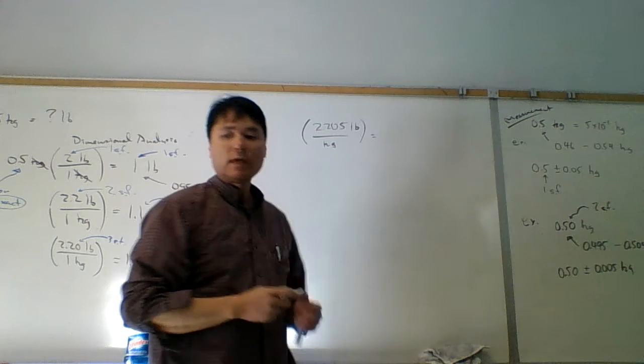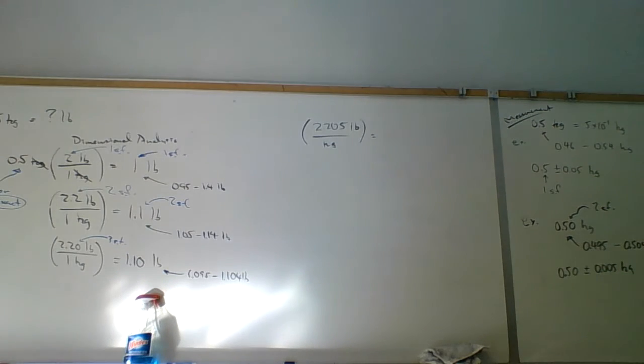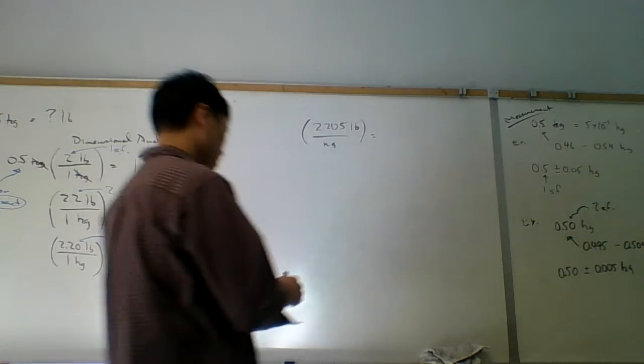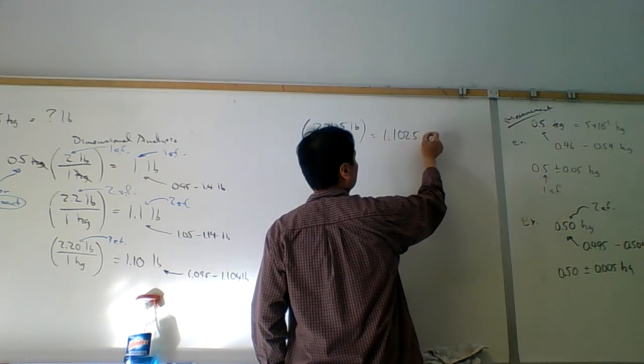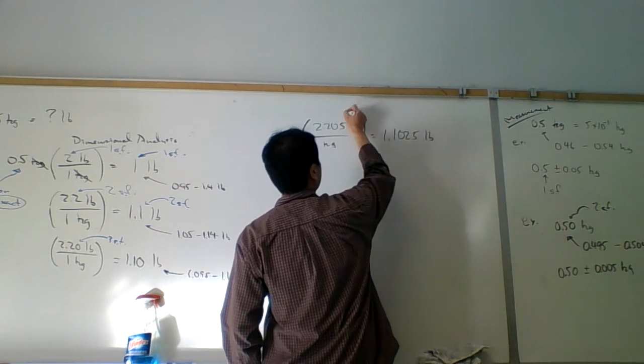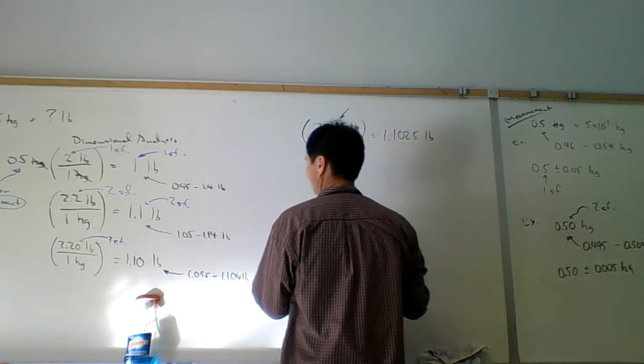And so now when we do that, what do we get? I'm going to use a calculator for this, actually. Maybe I don't need the calculator. I should be able to do that in my head. But we can do it. 0.5 times 2.205. And this gives us 1.1025 pounds. Now what we have here is 4 sig figs.